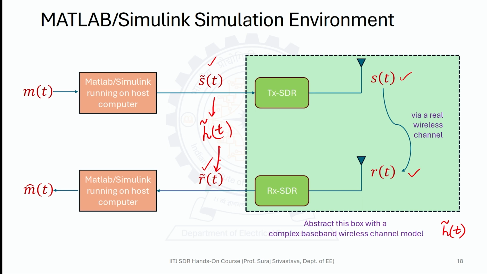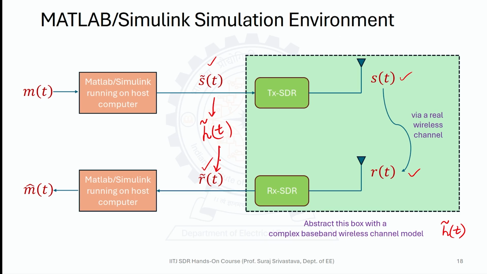So if you want to simulate a system, if you want to analyze a system, you can start with the message signal m(t), then you use your MATLAB model or Simulink model to generate the complex baseband equivalent of the signal, which is S tilde t, and then you can directly receive R tilde t, which is the simulated version of the actual R tilde t, by using a model of the channel, which is H tilde t. So H tilde t is an equivalent complex baseband representation of the channel, because R tilde t and S tilde t both are complex in nature. So H tilde t is also complex in nature.